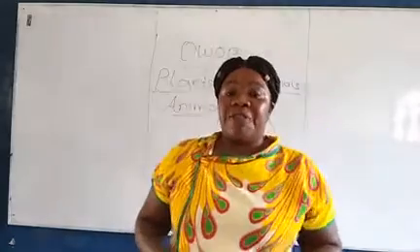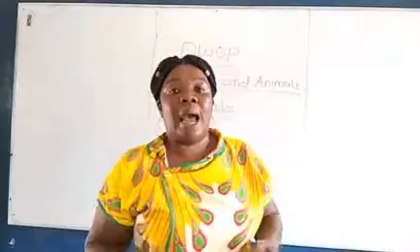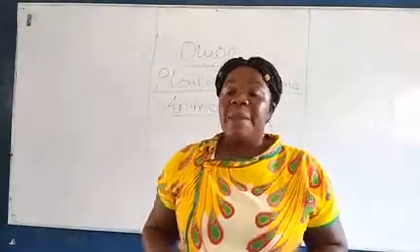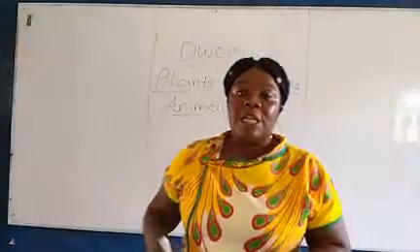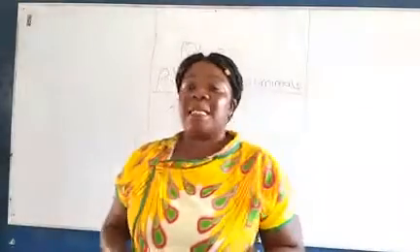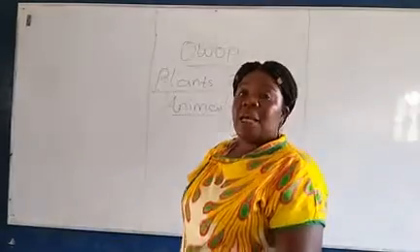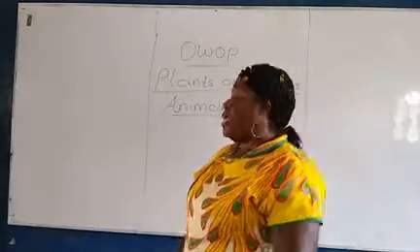Animals are living things that live in our homes or in the forest. Now, that is the definition of animals. Animals are living things that live with us in our homes or in the forest.